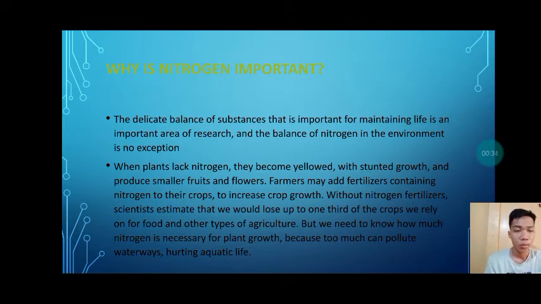Why is nitrogen important? The delicate balance of substances that is important for maintaining life is an important area of research, and the balance of nitrogen in the environment is no exception. When plants lack nitrogen, they become yellowed with stunted growth and produce smaller fruits and flowers. Farmers may add fertilizer containing nitrogen to their crops to increase crop growth.